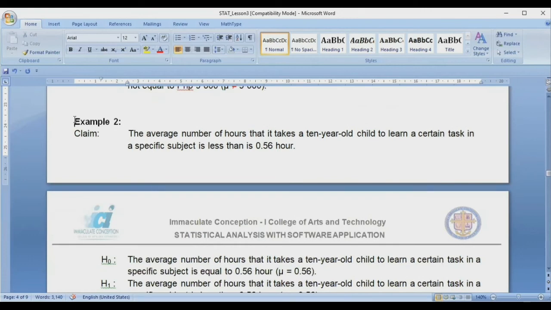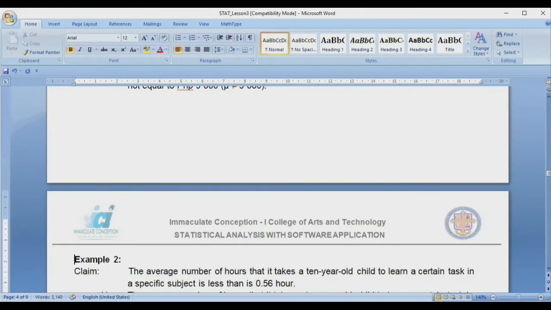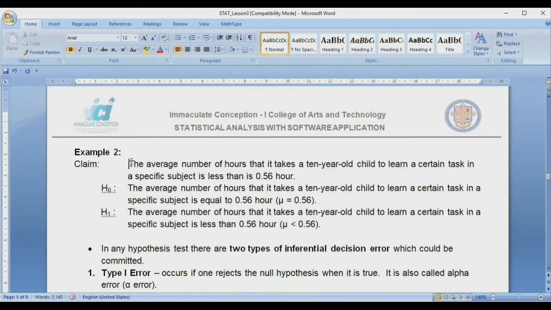Next, example number 2. Sabi dito sa claim, the average number of hours that it takes a 10-year-old child to learn a certain task in a specific subject is less than 0.46 hours. So, ang average na oras na kayang isagawa ng 10 taong gulang ang isang task ay kaya niyan gawin less than 35 minutes. Kasi pag sinabing 0.56 hour, 35 minutes, magagawa niya yung task. Gumamit ka ng words na less than.